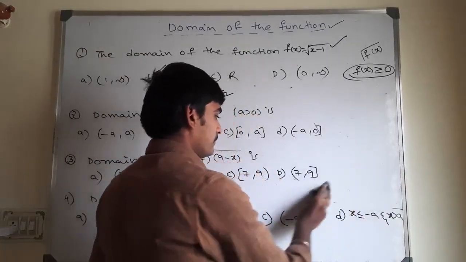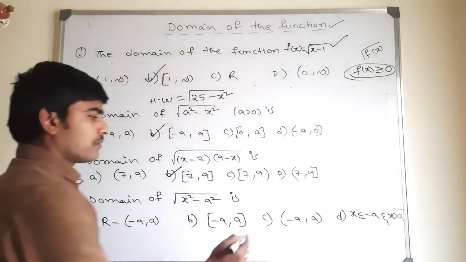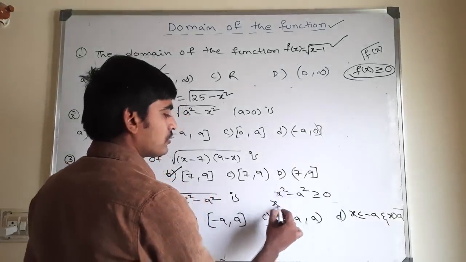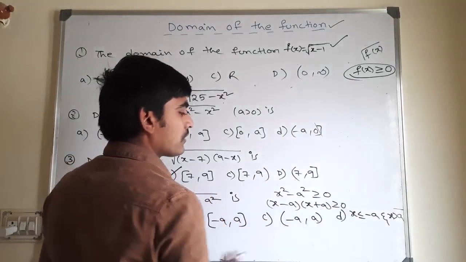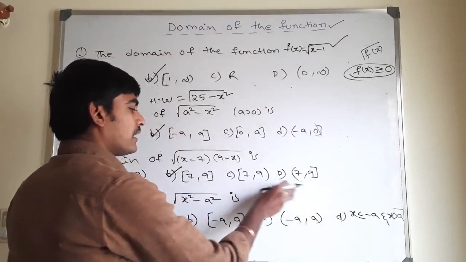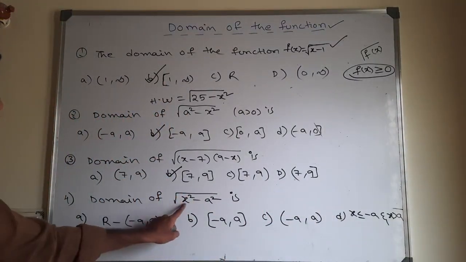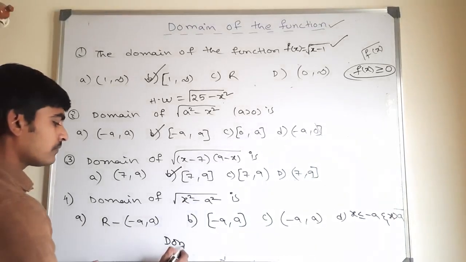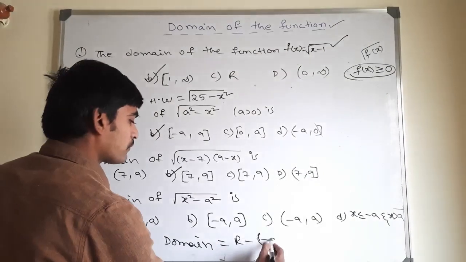Next one. Last, x square minus a square. This also, first we go for x square minus a square greater than or equal to 0. (x minus a) into (x plus a) is also greater than or equal to 0. Some procedure will follow here. But here I am going to tell you all a trick. When x square minus a square is there, the domain is always R minus of (minus a, a).